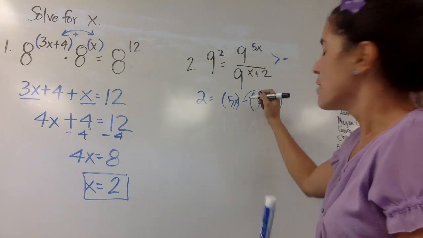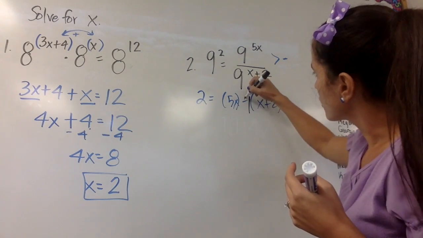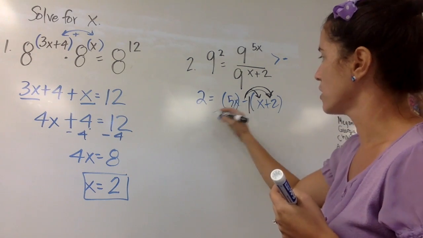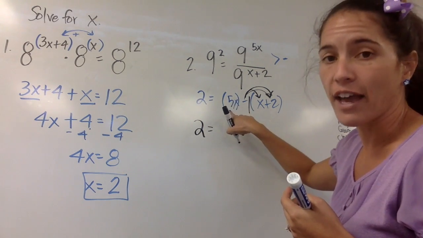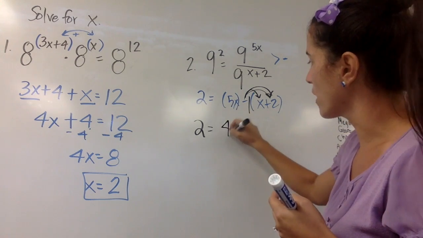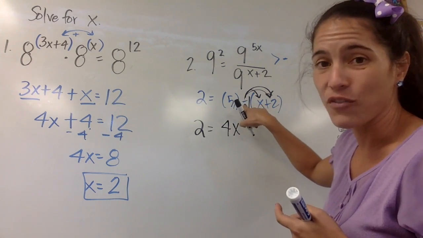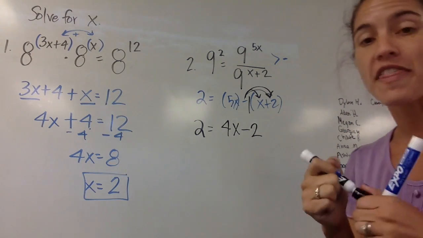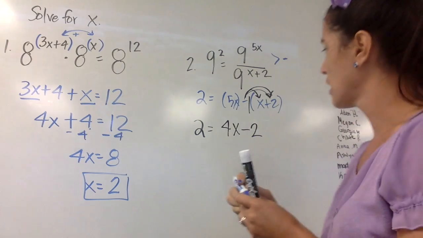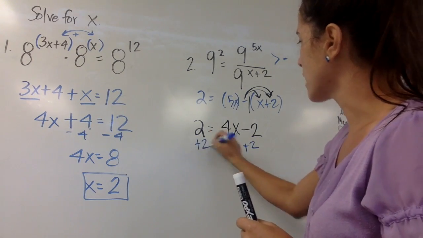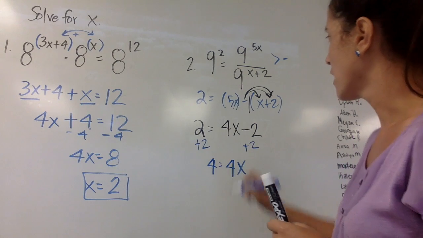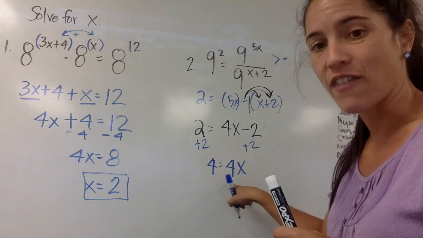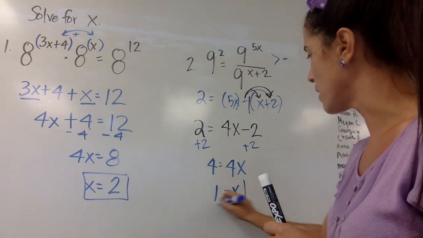So, remember I told you you could put a 1 and then you could distribute a negative 1 to the values in your parentheses. So 2 equals 5x minus x, which is going to be 4x, and then a negative 1 times a positive 2 is going to be a negative 2. So that is why using parentheses will really help you. You're going to add 2 to both sides, and you get 4 equals 4x. Divide both sides by 4, and x equals 1.